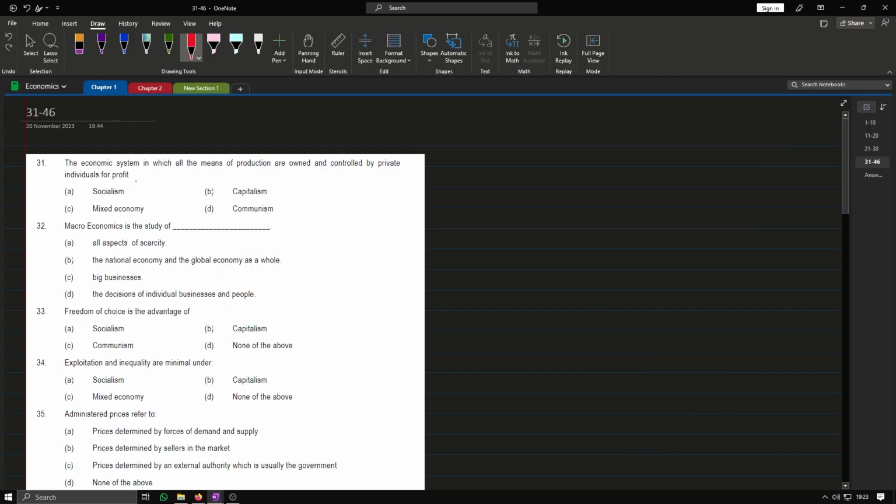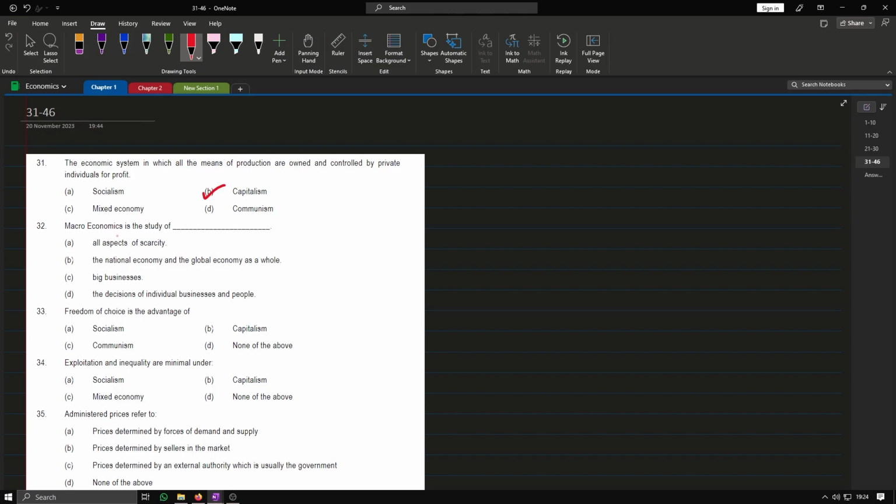Question number 31. The economic system in which all the means of productions are owned and controlled by private individuals for profit. So which is a profit-driven economic system in which all means of productions are owned by private individuals? So not socialism, it is capitalism, right? In a capitalist economy, everything is privately owned and their motive is profit.